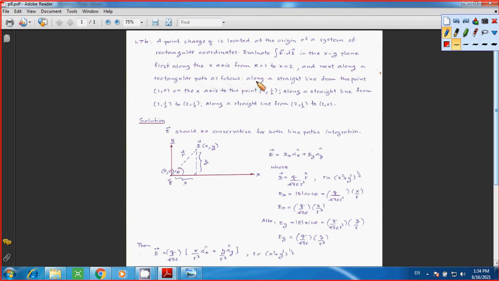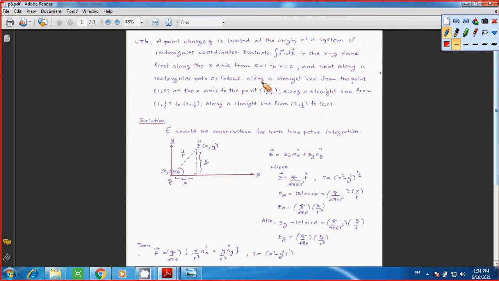You start along a straight line from the point (1, 0) on the x-axis to the point (1, 1.5), then along a straight line from (1, 1.5) to (2, 1.5), and along a straight line from (2, 1.5) to (2, 0).